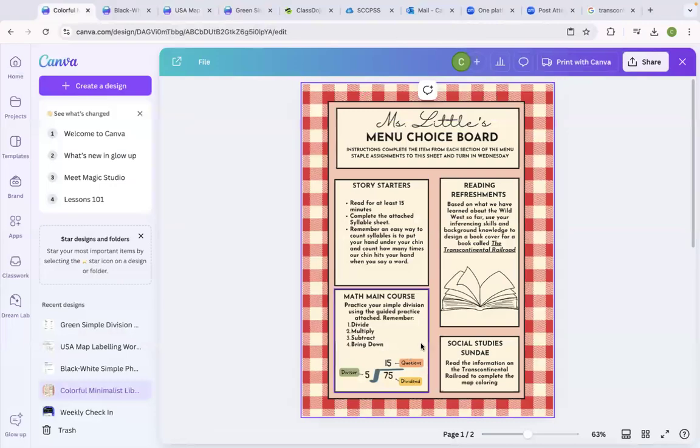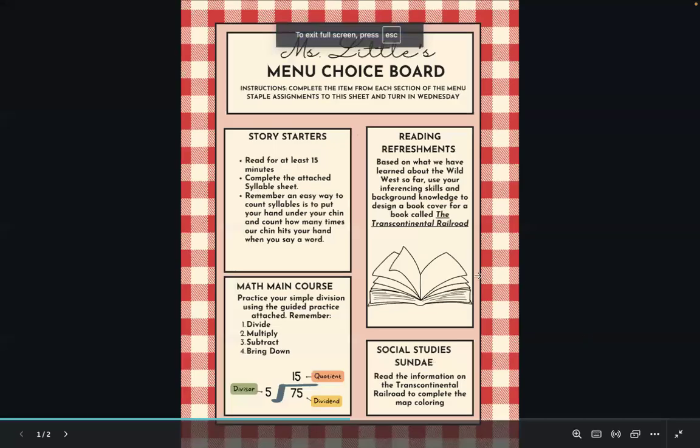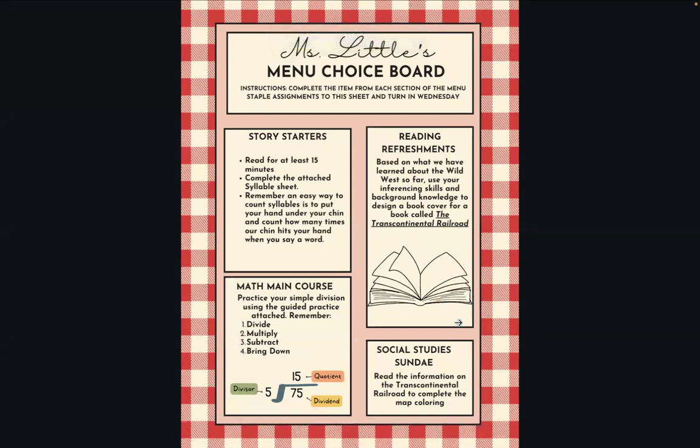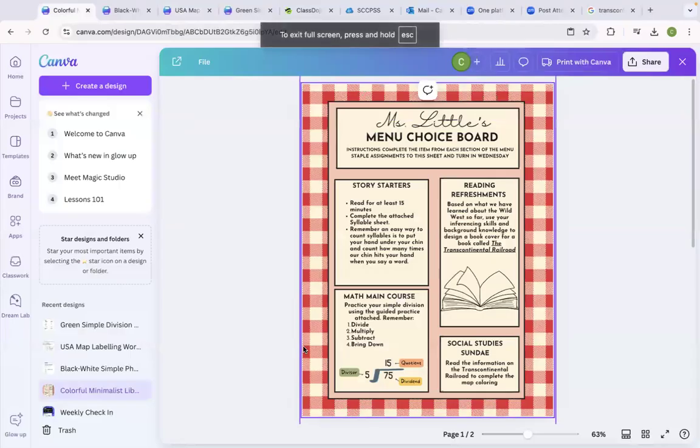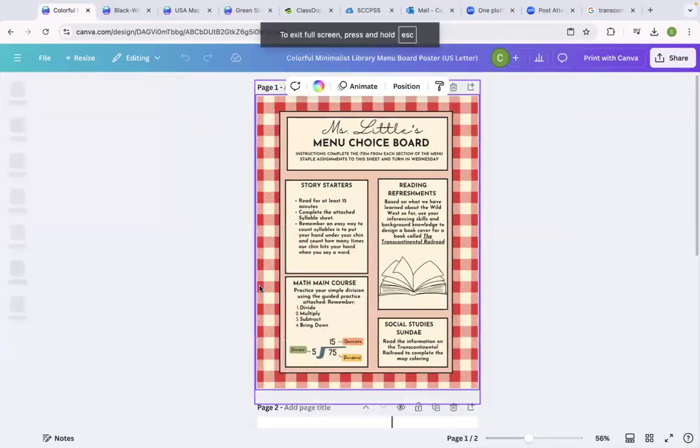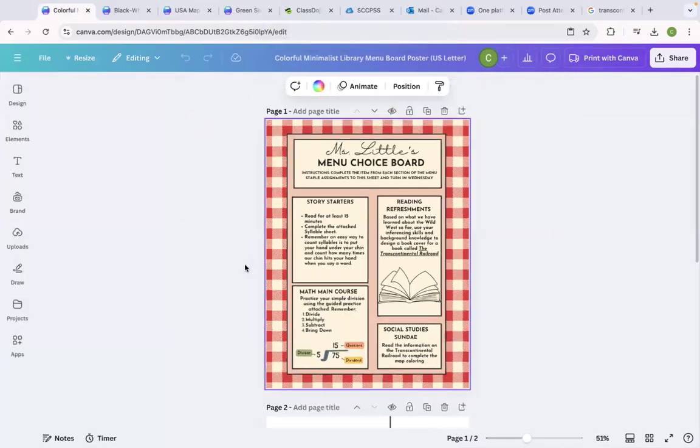And I think that about covered our entire choice board. So if you have any questions, feel free to message me. I do have some helpful hints on here. Remember, an easy way to count syllables is to put your hand under your chin and count how many times your chin hits your hand when you say a word, as well as our 4 steps: divide, multiply, subtract, bring down, or does McDonald's sell burgers? So if you're already in class Monday and you don't need a refresher, feel free to end the video now.